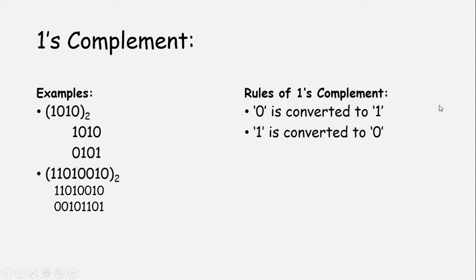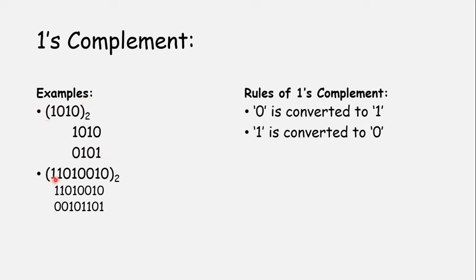The first one is one's complement. What are the rules of one's complement? 0 is converted to 1 and 1 is converted to 0. Let's see one example. 1010 is my binary number. I have to convert it to one's complement form. 0 is converted to 1, 1 is converted to 0, 0 is converted to 1 and 1 is converted to 0. So 0101 is my one's complement form of 1010.